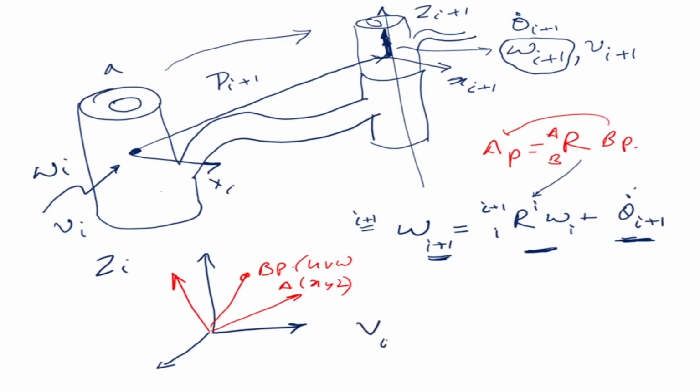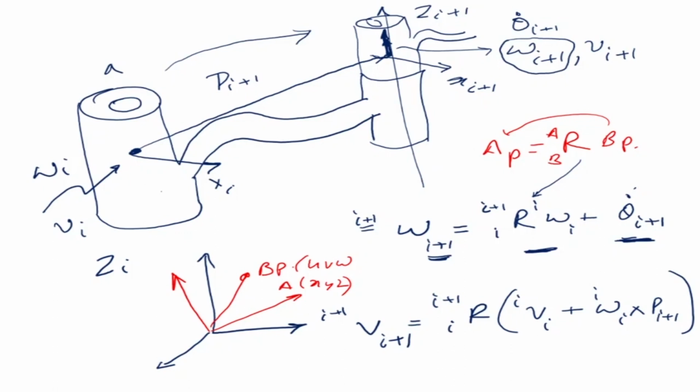The linear velocity V_{i+1}, expressed in the (i+1)th frame, is equal to R of (i+1) into i, which is also the inverse, times V_i, which is the velocity of the previous frame, plus omega_i cross P_{i+1}. So what we're seeing is that because of the rotation, there is a linear velocity coming. The next link, the (i+1)th link, will be subjected to the velocity of the previous link, plus it has a linear velocity because of the rotation of the previous link.